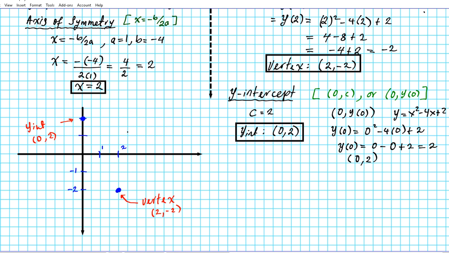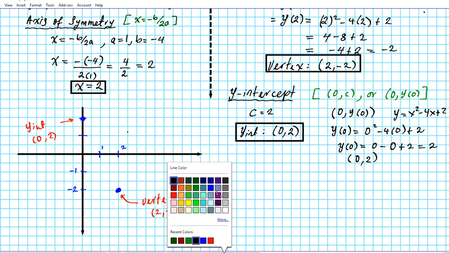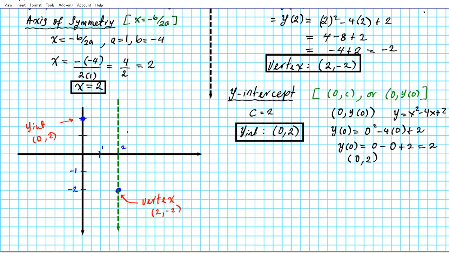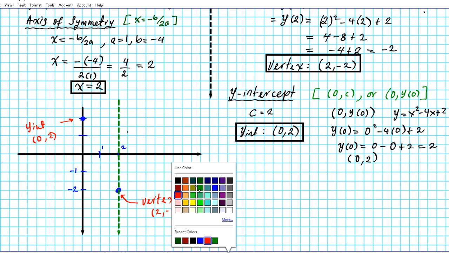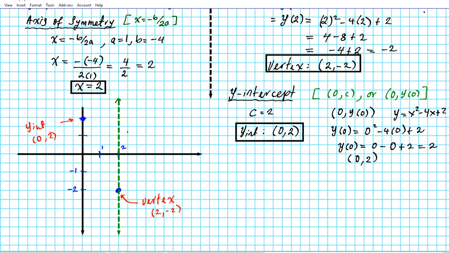Now we can go ahead and graph our axis of symmetry. Let's graph that. Let's make it green. So our axis of symmetry is the line x equals 2, so it's a vertical line going through the x equals 2 value. All right, so this right here is your axis of symmetry, and that's x equals 2.